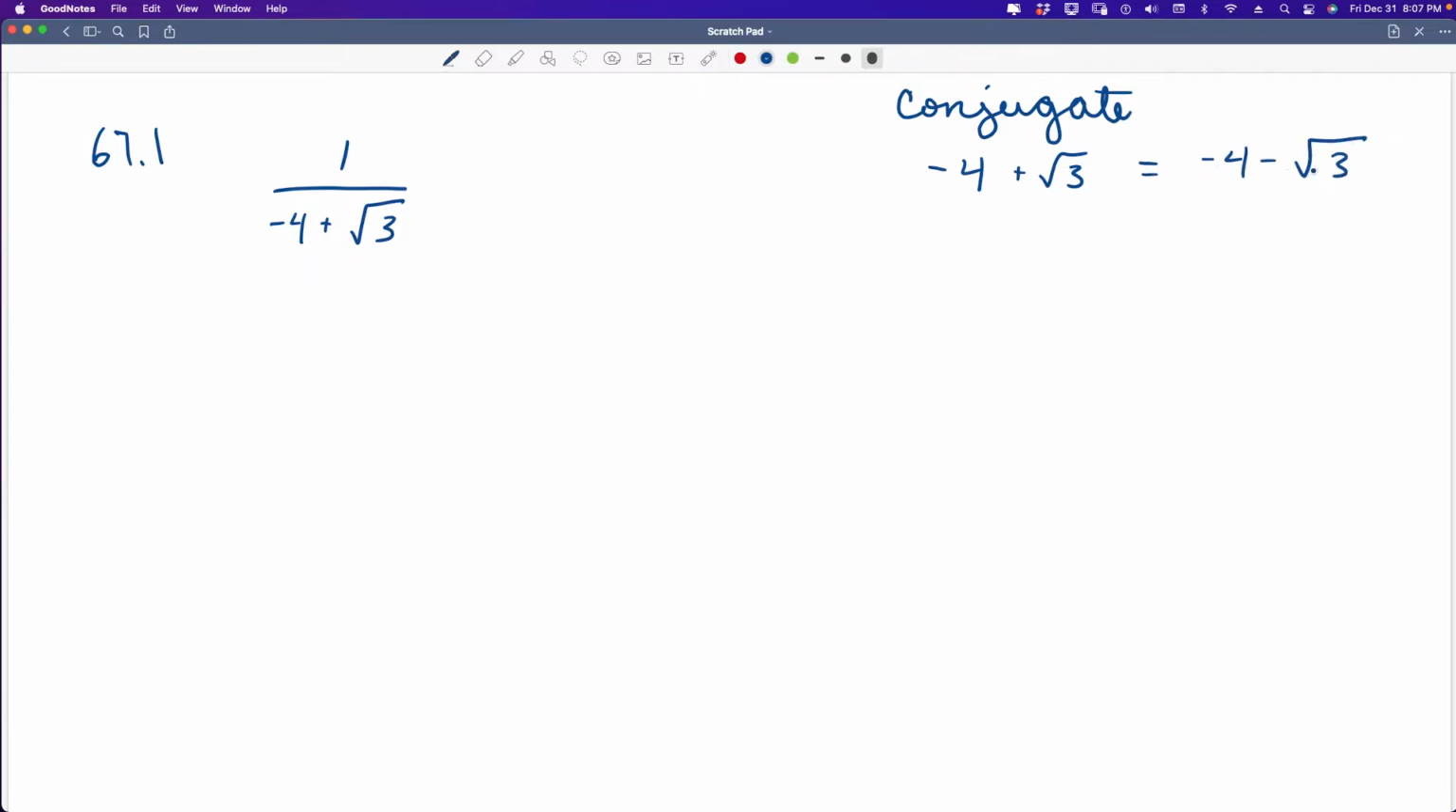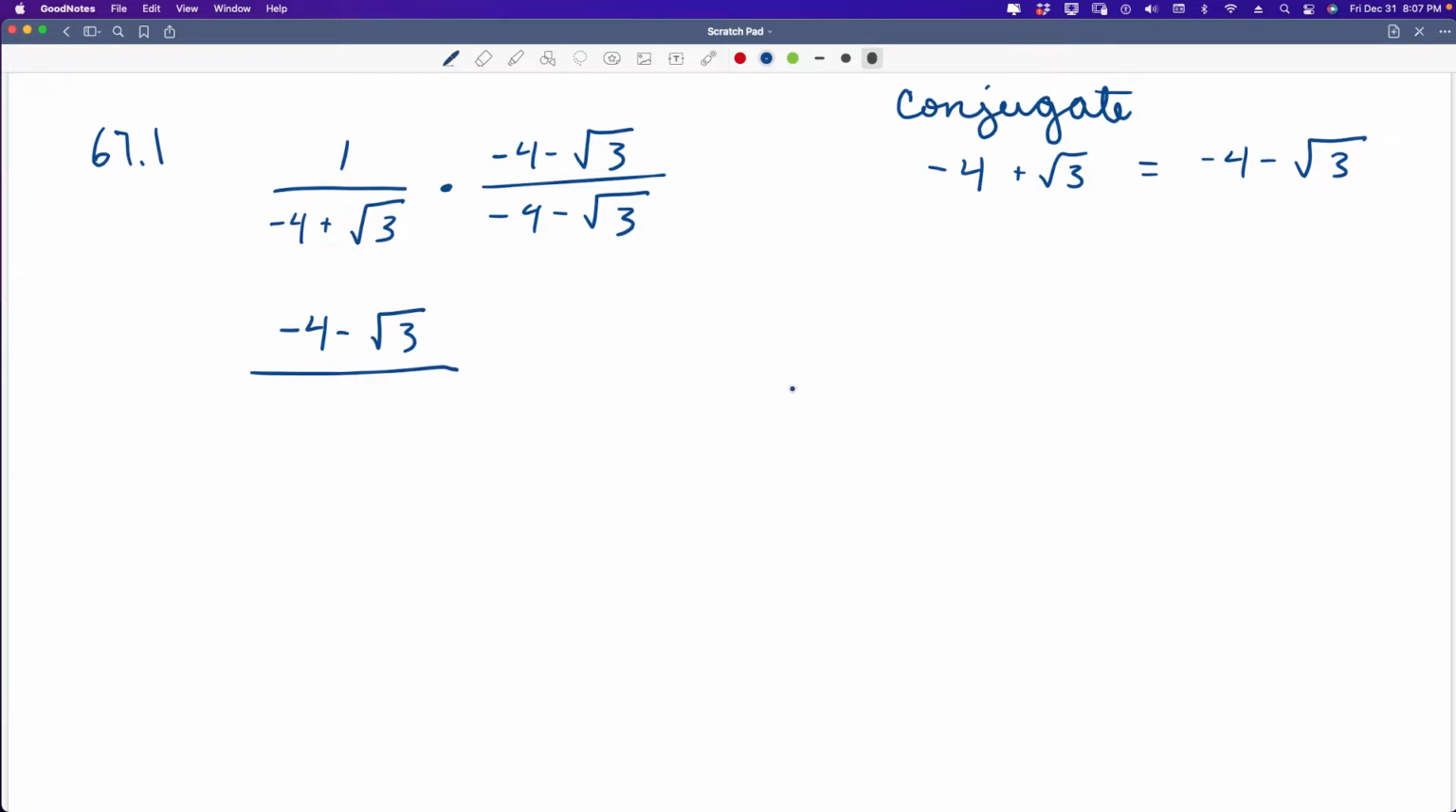People smarter than I have figured out that when we multiply the conjugates against each other, we get a perfect square. So that's what we want to do. We want to use the conjugate and multiply the top and the bottom by the conjugate to get rid of the radical sign. So we're going to multiply by negative 4 minus the square root of 3 over negative 4 minus the square root of 3. And then 1 times that is going to be this. But now we have to do some math to figure this out.